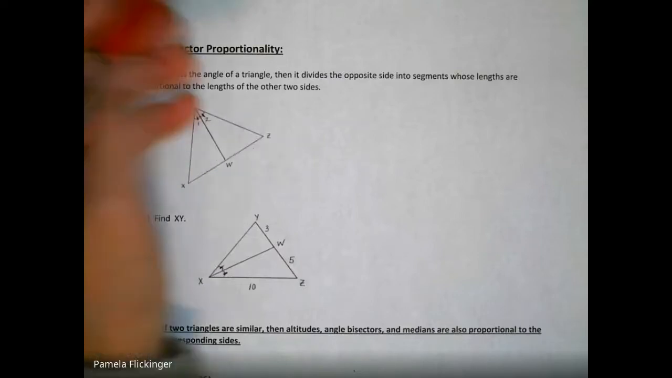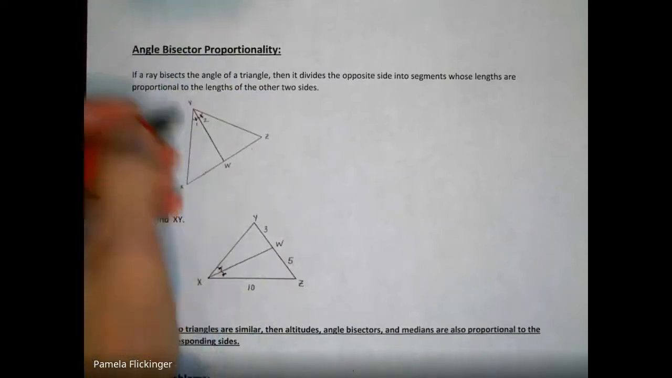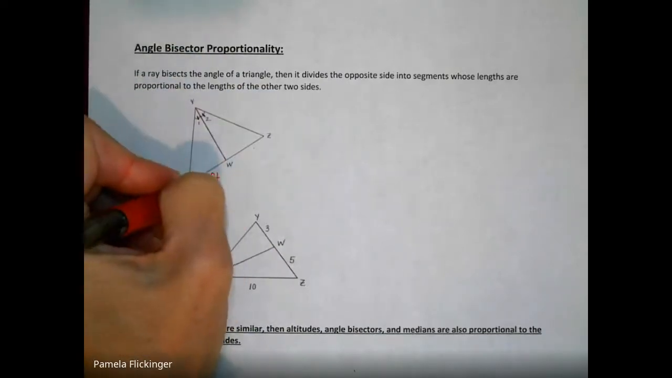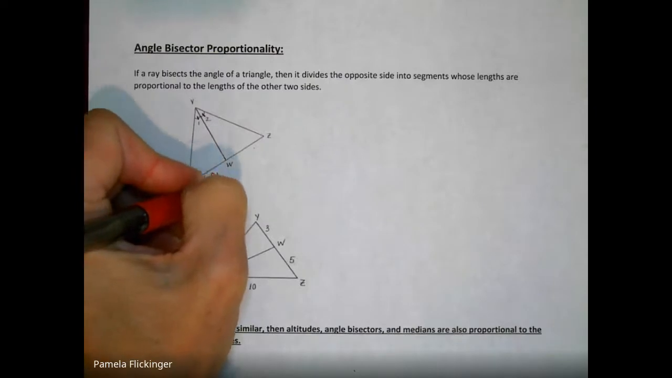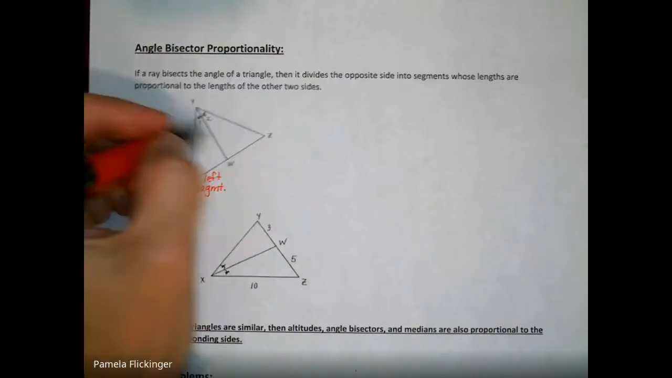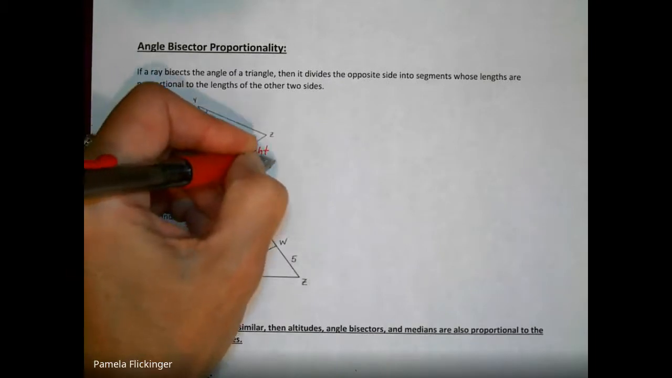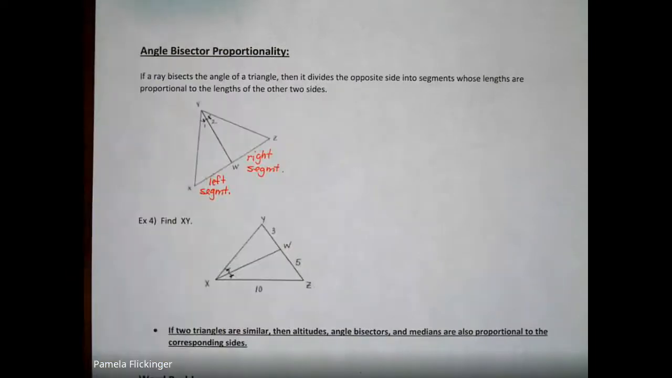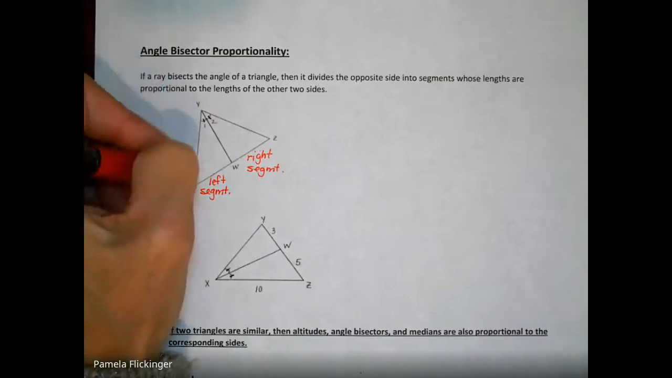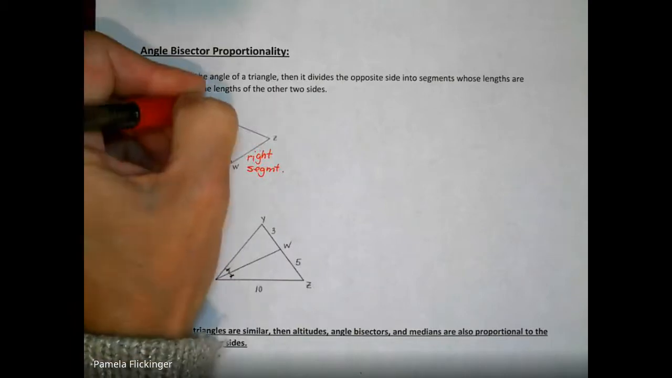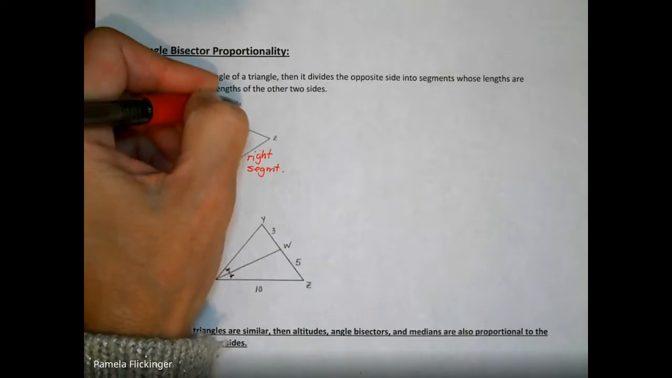And what they're saying is that, I'm going to call this the left segment. It's my abbreviation for segment. This is the right segment, all right, that we get when we draw that angle bisector in. Well, what the angle that's bisected, there's a left side and there's a right side.